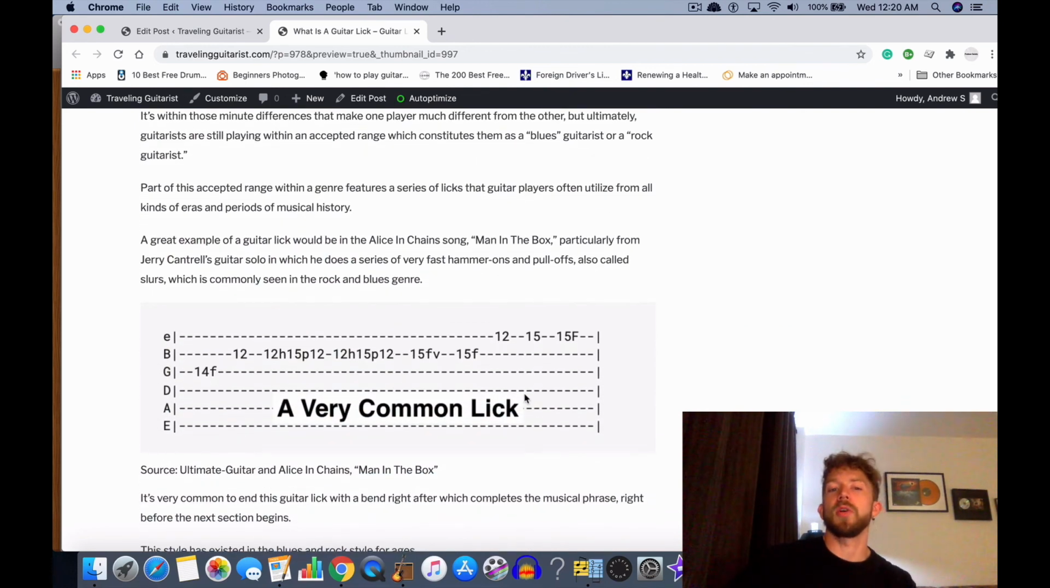And I'll use another example. Here's a really common lick that's in the song "Man in the Box" from Alice in Chains. There's a section of the song where, after he does the wah pedal thing, with a lot of distortion, he plays this.